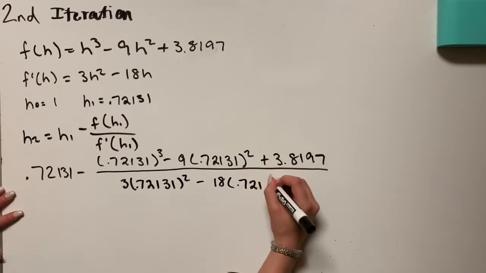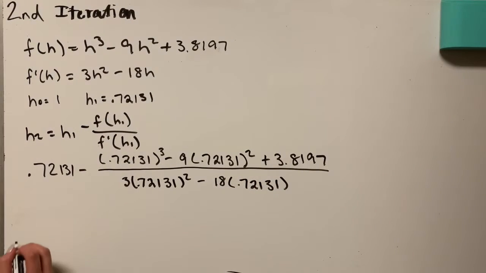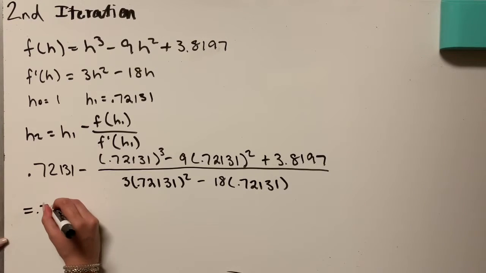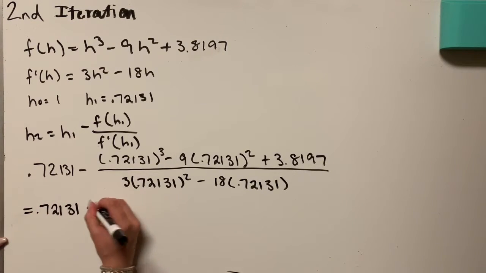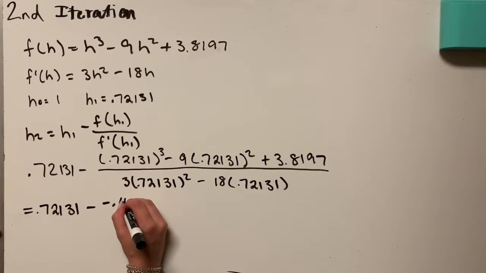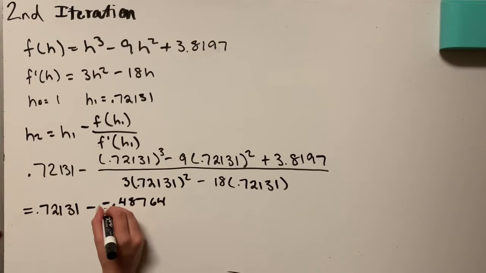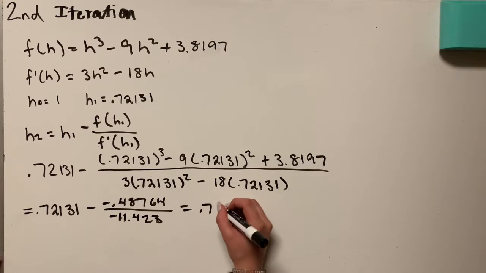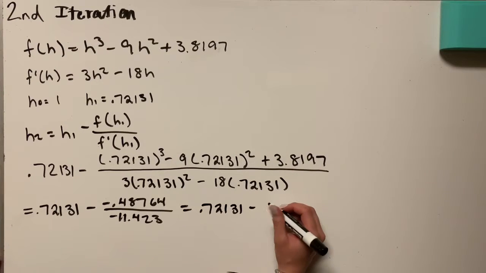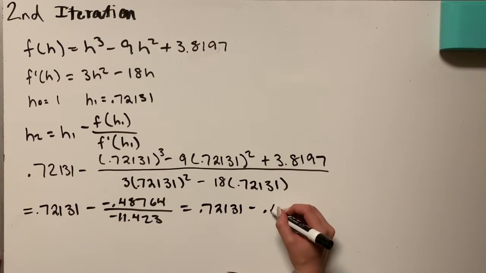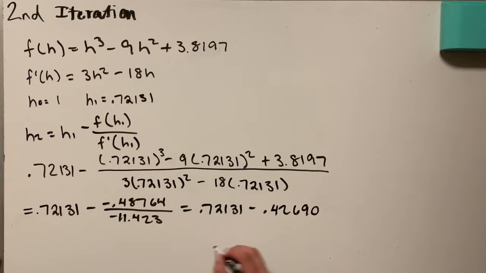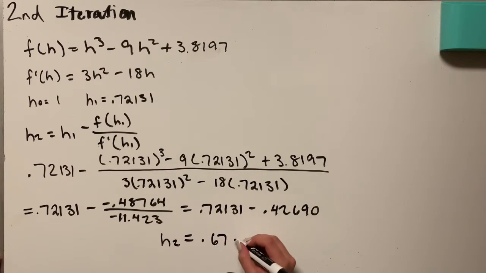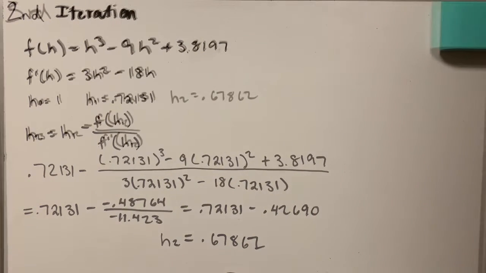It sure is a mouthful, but that's the step that we're going to have to complete before we can reach our h2. So after solving out the fraction, we should get 0.72131 minus negative 0.48764 all over negative 11.423. Now to simplify it as much as we can, just so that we can have a more accurate h2 value, that should take us to 0.72131 minus 0.042690 to give us our final answer of 0.67862.